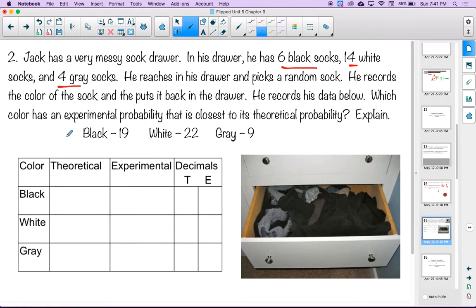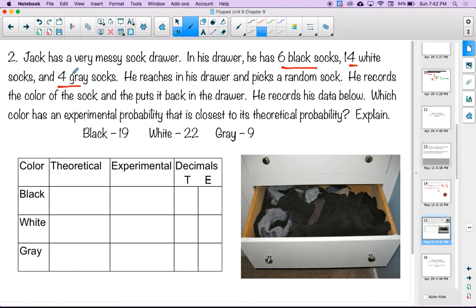So, first of all, here's his data. He picked black 19 times, white 22 times, gray 9 times. So this is going to be used for our experimental probabilities only. Up here, the 6 black socks, 14 white socks, and 4 gray socks, that would be the setup or the conditions of the problem. So we would use those numbers to help us find the theoretical probability. So we will do black together, okay? Black, let's talk about theoretical first. 6 black socks, 14 white socks, 4 gray socks.